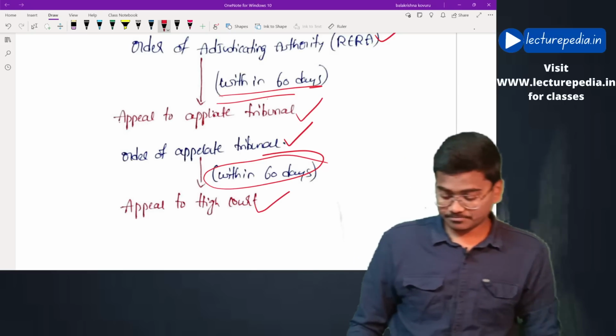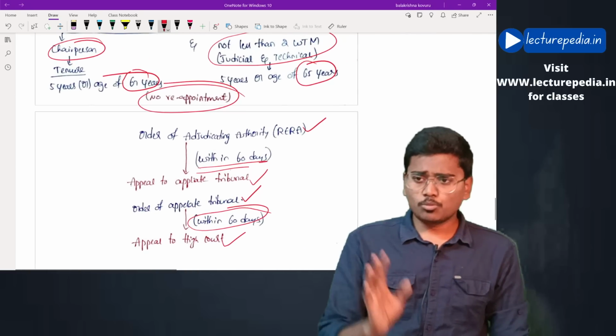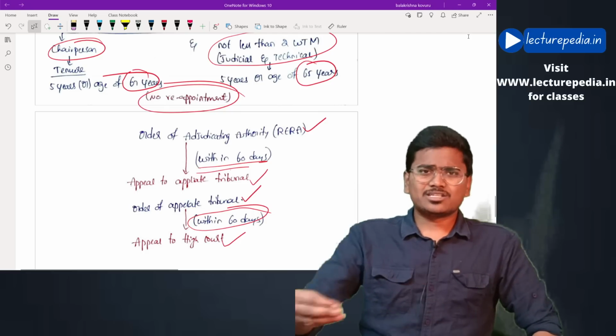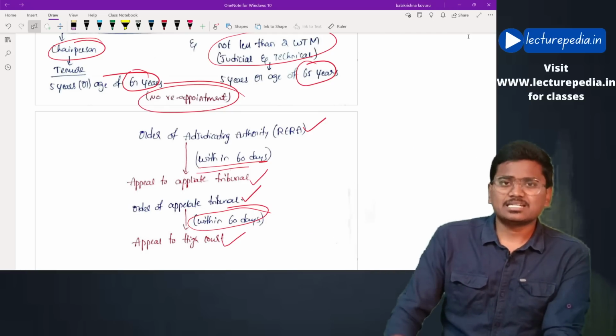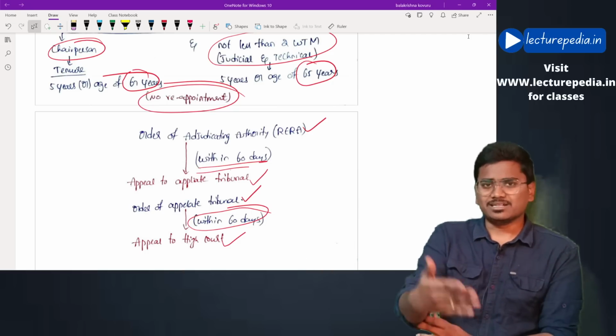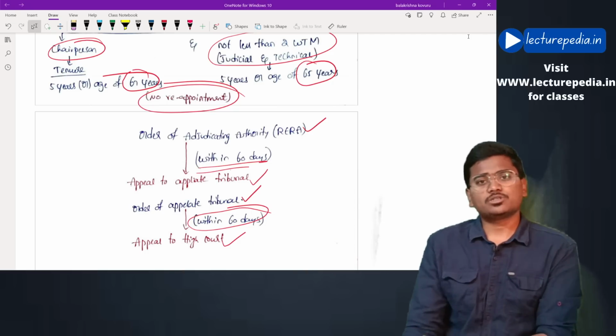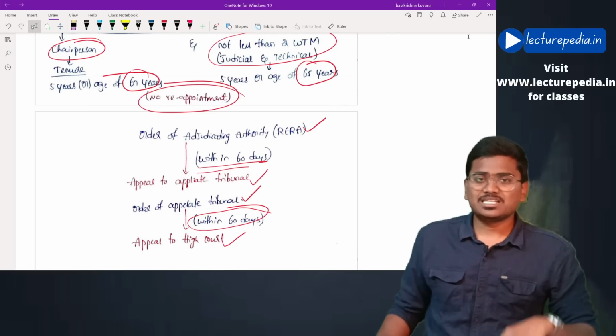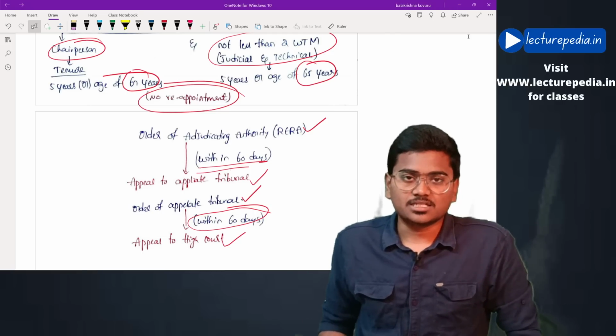By this, I have discussed almost most of the provisions of RERA. Still there are some provisions related to penalty and some miscellaneous provisions, like accounts and audit, which you can go through. These are the main provisions from which there is a high chance of questions being asked.